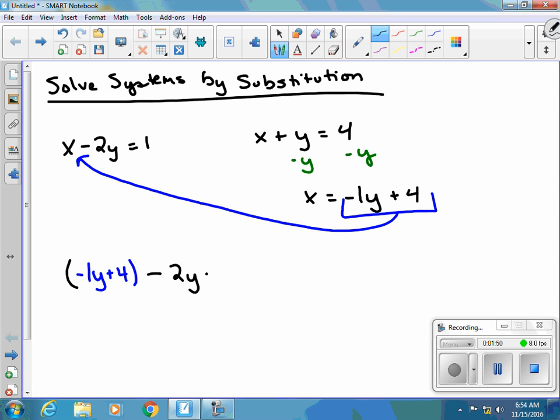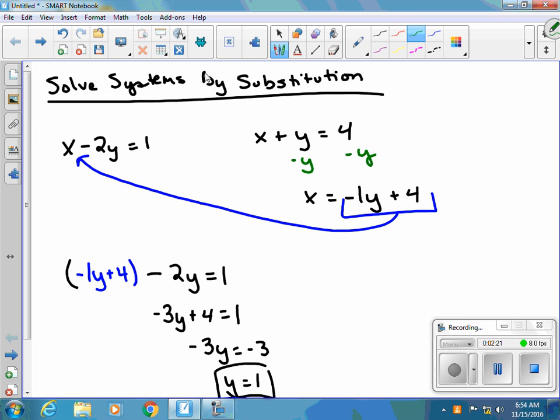minus 2y equals 1. So now I don't have those double variables. I only have one variable, so I can solve for that variable. So negative 1y minus 2y gives me negative 3y plus 4 equals 1. I go ahead and solve for y. So negative 3y equals negative 3. y therefore equals 1. However, I need to still solve for the x value.